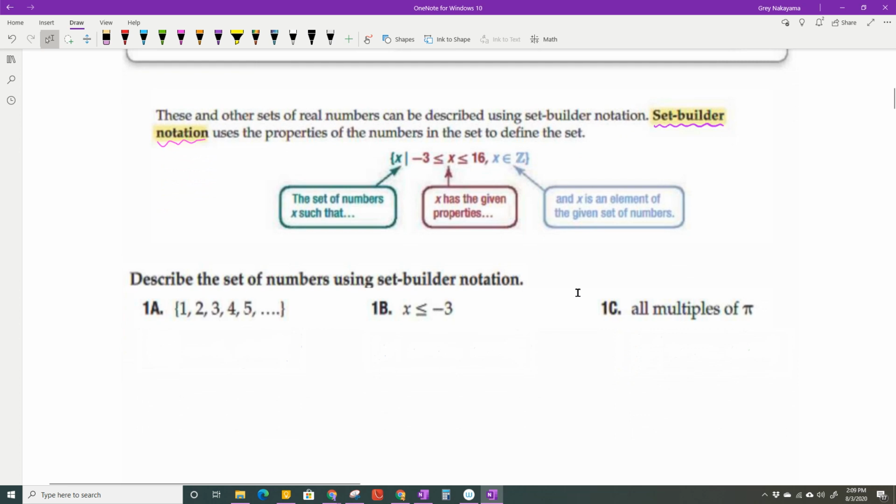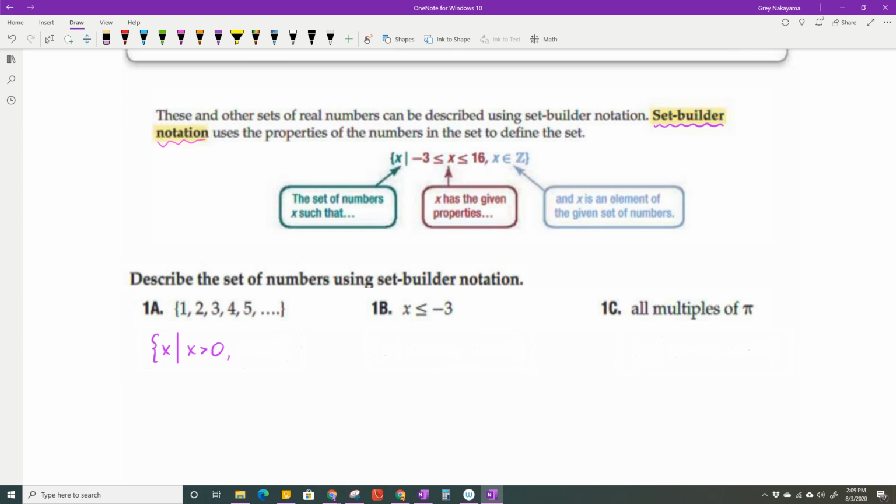Describe the sets of numbers using set builder notation. So as I mentioned, every single one of these starts with the curly brace x such that. So now I have to think about a way to describe 1, 2, 3, 4, 5. There is more than one way to do it. I happen to think x is greater than 0. If you wanted to write x is greater than or equal to 1, that's fine.